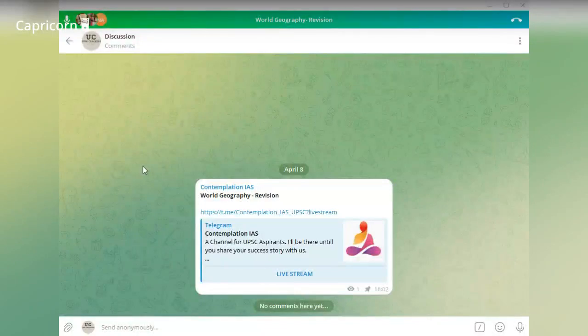All right. So this is the very first session of the world geography. Today the agenda would be world geography along with the mapping plus the places which are in the news.